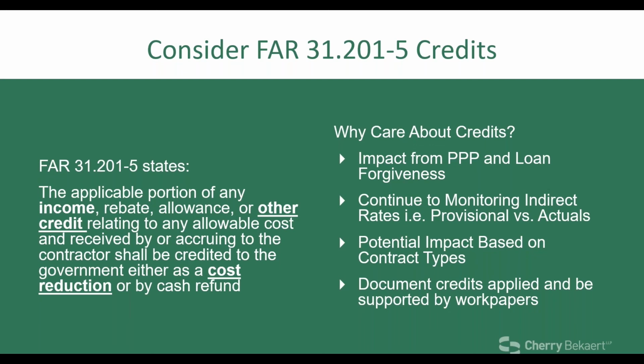So there's been a lot of guidance that's come out recently about PPP and the loan forgiveness. So there is an expectation for a credit to be applied as part of your indirect pool for costs associated to PPP. We wanted to bring this up just because it's so relevant right now. And this could, again, impact your organization more based off your contract type. And we want to just mention that you should be trying to actively monitor your indirect rates and create the documentation to support any of these credits applied or any adjustments that you made.